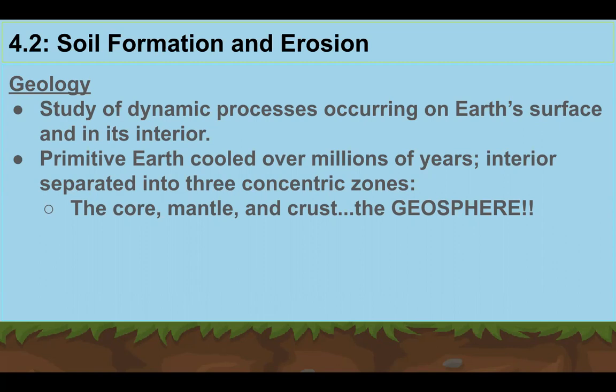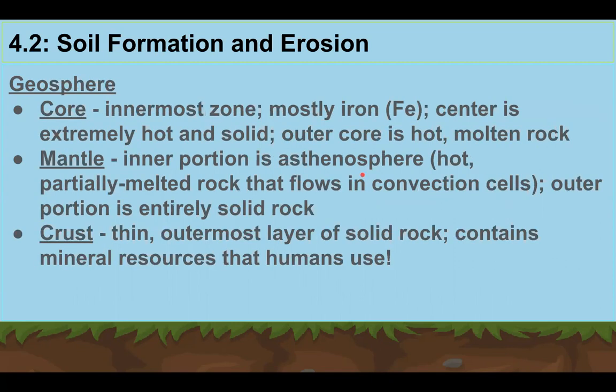But keep in mind that some of the heat was lost over this period of millions of years, there's still quite a bit of heat at the center of the Earth. So the core, the mantle, and the crust, we'll talk a little bit about the core and the mantle, and then we're going to continue talking about the crust through the rest of this section. So the core is the innermost zone, so it is the center of the geosphere. It is made out of mostly iron, and it is very hot, so there's quite a bit of energy there in the center of the Earth. The inner core is solid. The outer core is actually molten.